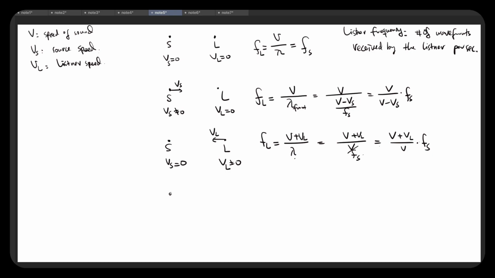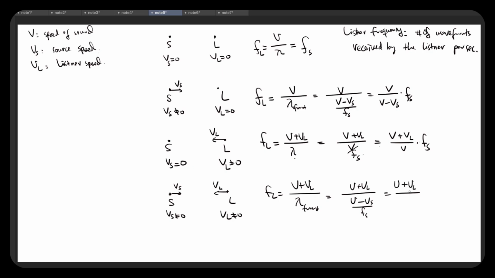So now what happens if both of them are moving? That's the source, that's the listener, and they are both moving toward each other. Then the listener hears the frequency where the relative velocity becomes greater, and the lambda here now is lambda front, and lambda front is (V minus Vs) over Fs. Then we have (V plus VL) over (V minus Vs) times Fs as the frequency the listener hears.